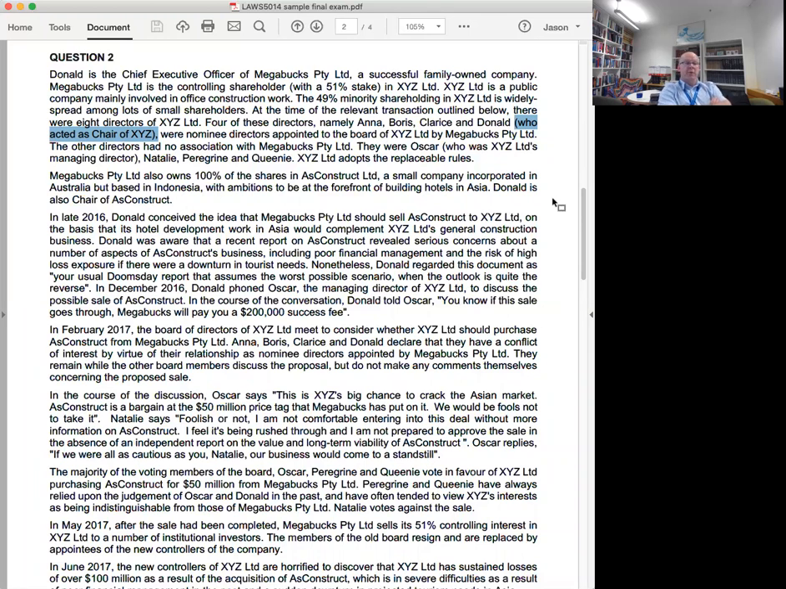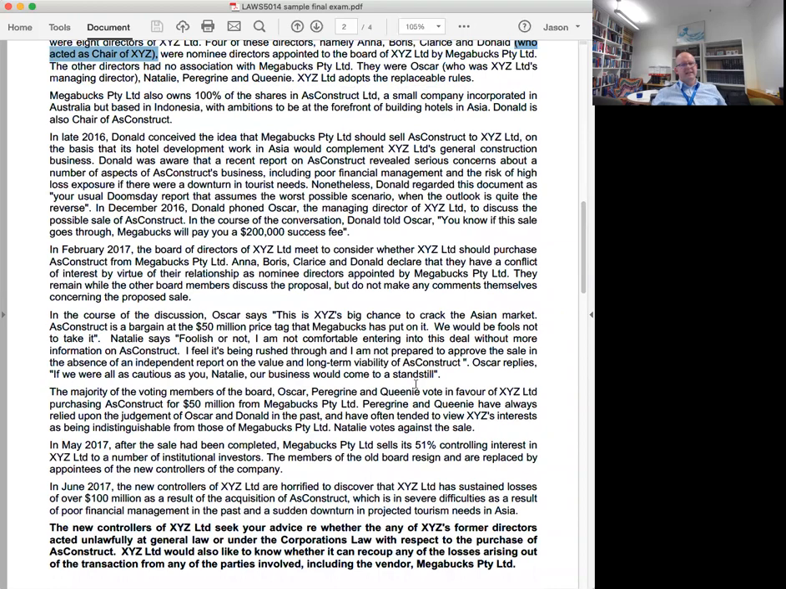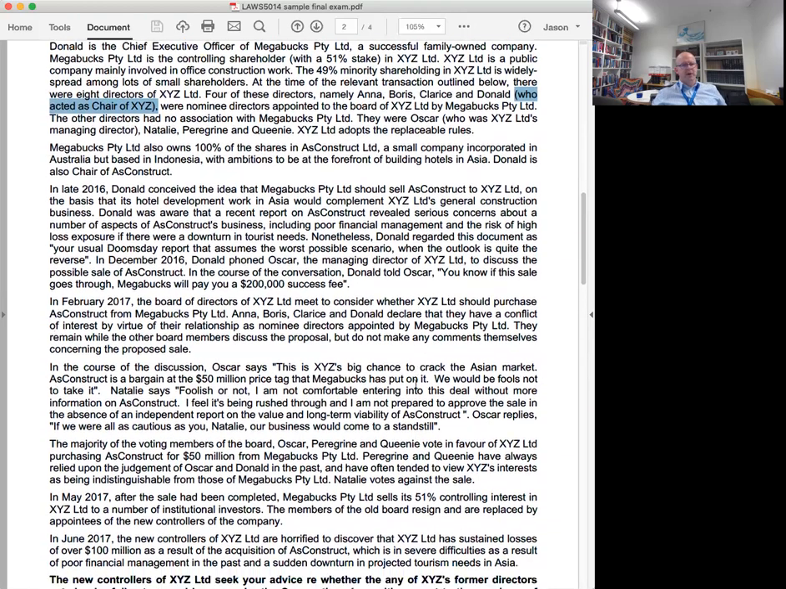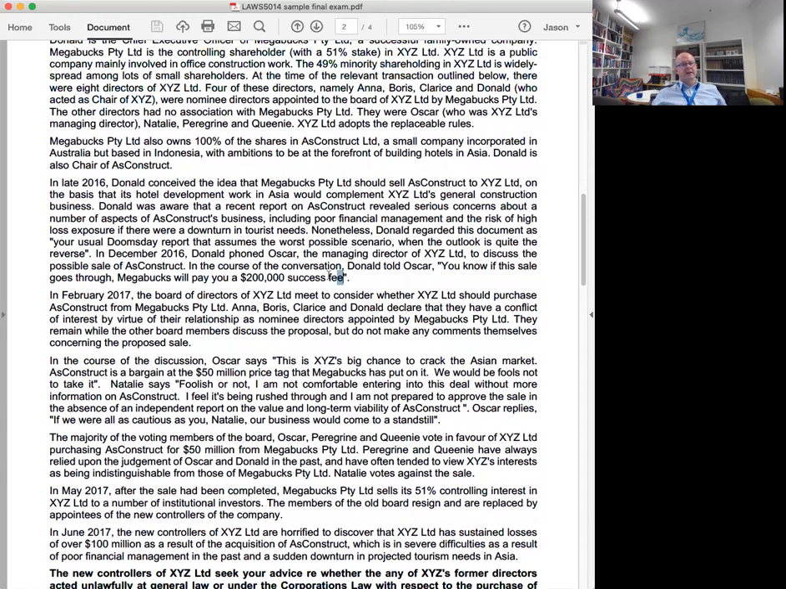Is he doing it for an improper purpose? Is he doing it just to benefit Megabucks? You could raise that argument, bring a 181 argument, possibly a 182 argument as well. It's not necessarily a conflict that he's involved in both companies. It doesn't seem like he's necessarily getting any private benefit out of it. Whereas Oscar, on the other hand, has the success fee. So that's an issue. That's an improper private profit.